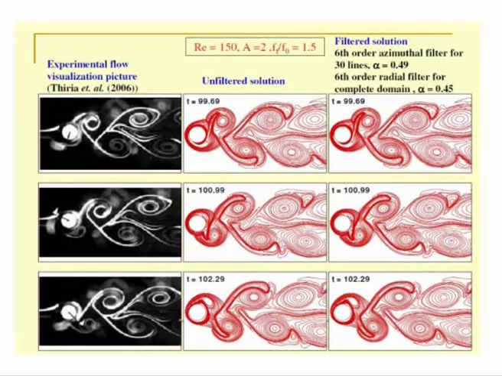Now, in the last column, we are showing some filtered solution obtained with a 6th order filter, and this is interesting because we have applied the filter on the first 30 lines close to the surface of the cylinder with a value of alpha of 0.49, whereas the radial filter has been applied in the complete domain. So, yes.